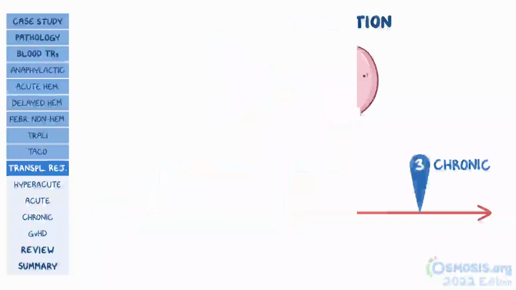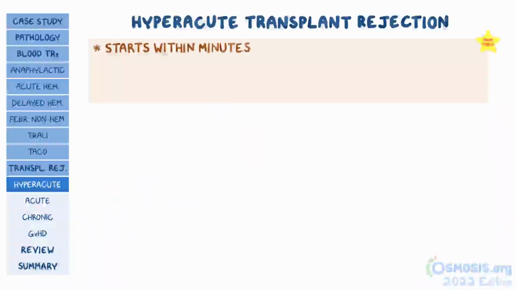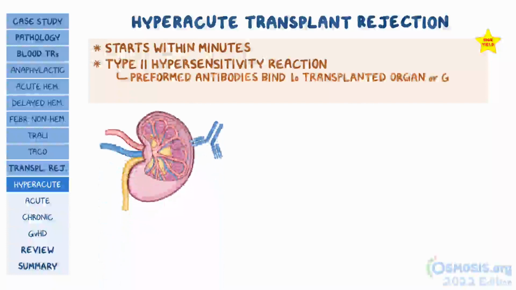Okay, let's start with the hyperacute transplant rejection, where hyperacute indicates that it starts within minutes from introducing the organ into the recipient's body. It's a type 2 hypersensitivity reaction, meaning it occurs when the recipient's blood contains preformed antibodies that bind to the transplanted organ or graft.